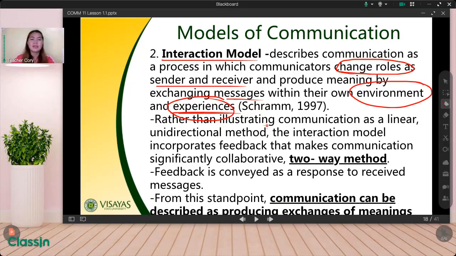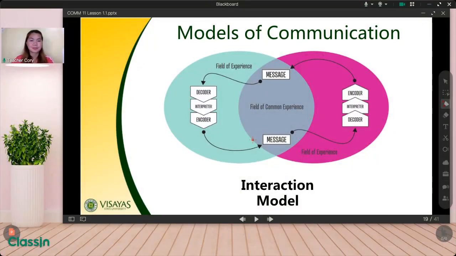So rather than illustrating communication as linear, it's not unidirectional because it is incorporating feedback already. So there is a response from the receiver. So it's a two-way method. Feedback is conveyed as a response to received messages. So from this standpoint, communication can be described as producing exchanges of meanings among the sender and receiver. So this is how it looks now.